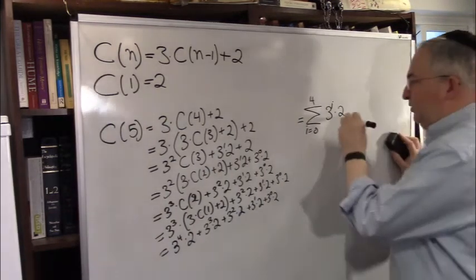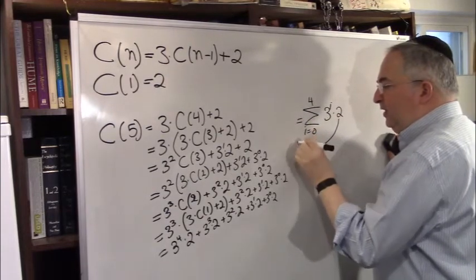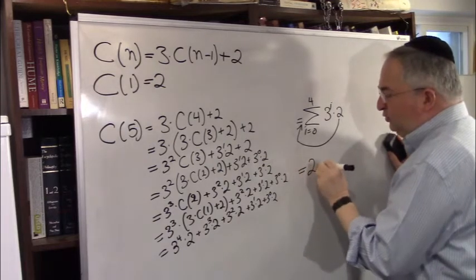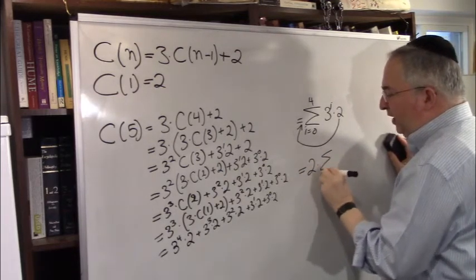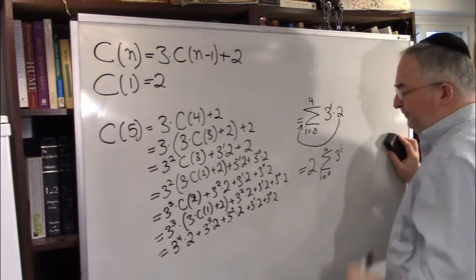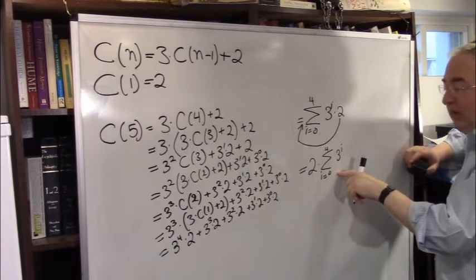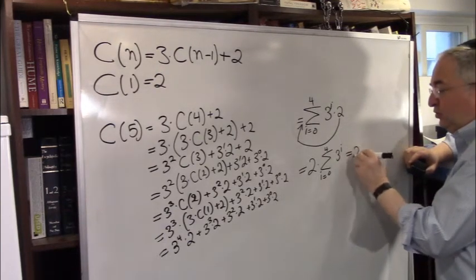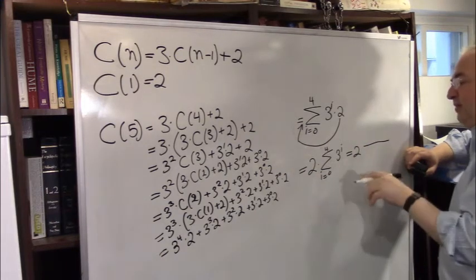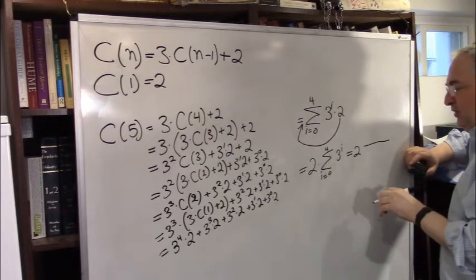This 2 goes to the front, so this equals 2 times the sum of i equals 0 to 4 of 3 to the i. Okay, we know how to do this. This is the geometric sum, so let's do this. This is equal to 2, don't forget the 2. And let's remember what the geometric sum is. You can look it up. We did it in class, we did it here.